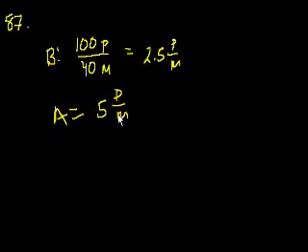If each machine produces parts at a constant rate, how many parts does machine A produce in 6 minutes? So 5 parts per minute, so times 6 minutes. Minutes cancel out. 6 times 5 is 30 parts. Choice A.